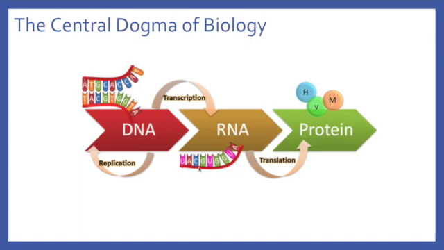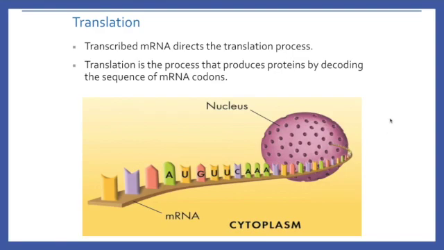So RNA will code for specific amino acids. The amino acids will then build our proteins. So we're going to do that now. So just a kind of intro to translation.